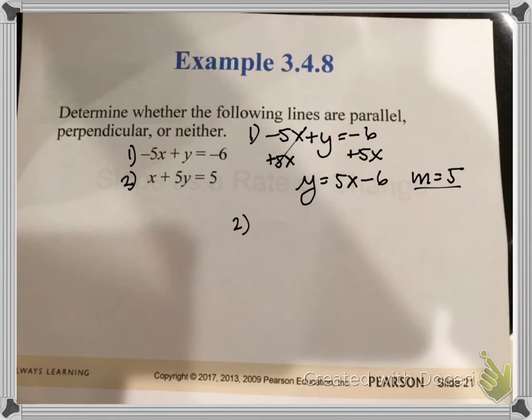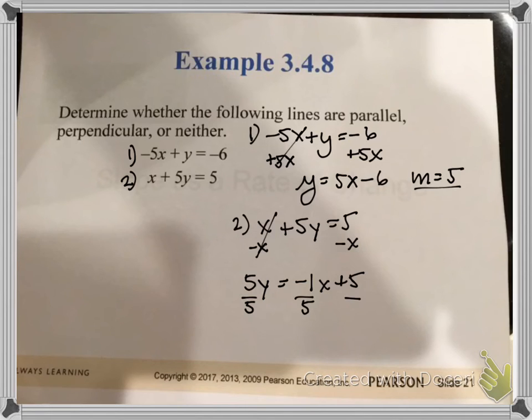Okay, second line. Do the same thing, move it into y equals mx plus b. I'm going to subtract x off of this side, subtract x off of that side. So I get 5y equals negative 1x plus 5. I added the 1 in front of the x just so I could see what it looks like. And then I'm going to divide everything by 5 to finish the problem off. So y equals negative 1/5 x plus 1. Okay, if I look at that, I see that my slope equals negative 1/5.